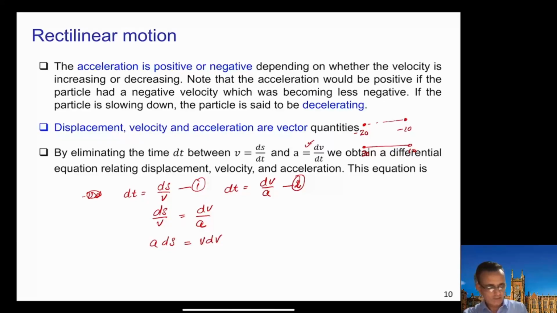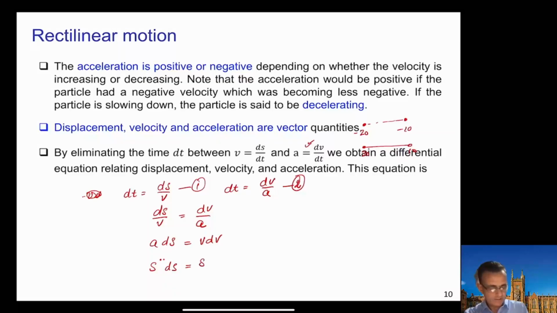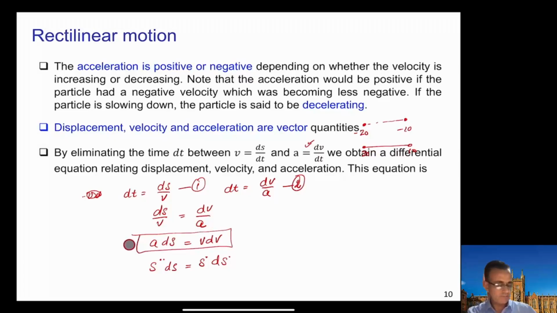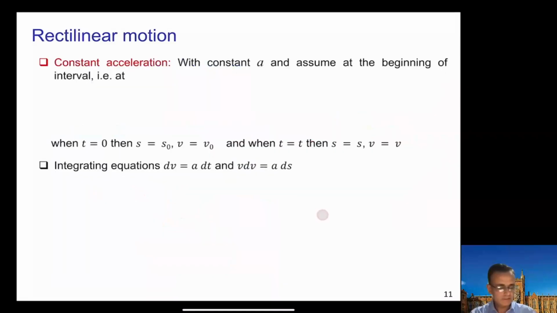Now again, this is an important equation, and you can also write it as: a is s double dot, the second derivative of the displacement, into ds. And on the right hand side, velocity is s dot, and then dv. So again, this equation is important. Sometimes you will use this equation to solve numerical examples.